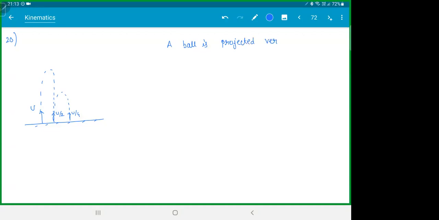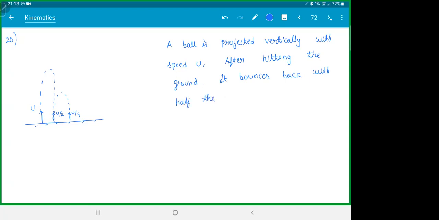A ball is projected vertically with speed u. After hitting the ground, it bounces back with half the previous speed. So every time you hit, your speed becomes half. Then again, you will go back half, and so on. Find the total distance traveled, total time taken, and the average speed. What is the average speed? Total distance by total time. Now type the answers.